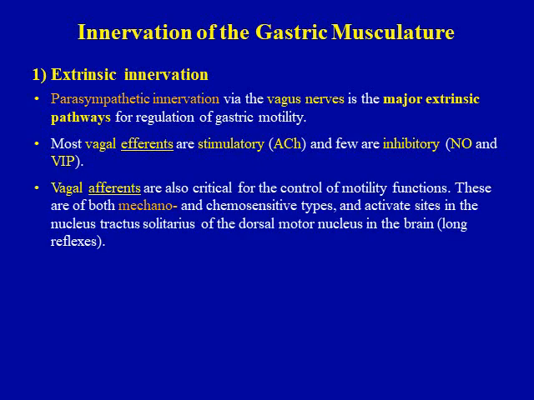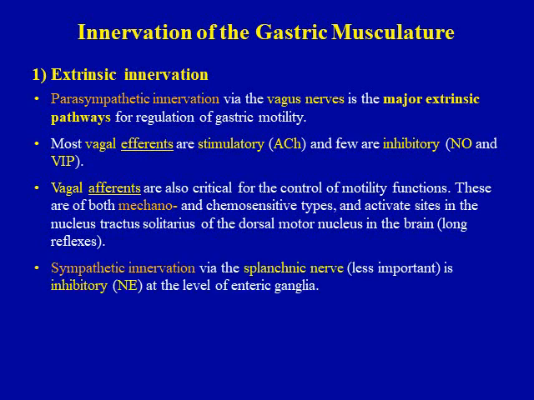Vagal afferents, or vagal sensory fibers, are also critical for the control of motility functions. These are of both mechano- and chemosensitive type, so they can be stimulated by mechanical stimuli and chemical stimuli: stretch and chemicals, mainly hydrochloric acid or hydrogen ions. They activate sites in the nucleus tractus solitarius and the dorsal motor nucleus in the brain, and they are part of long central reflexes.